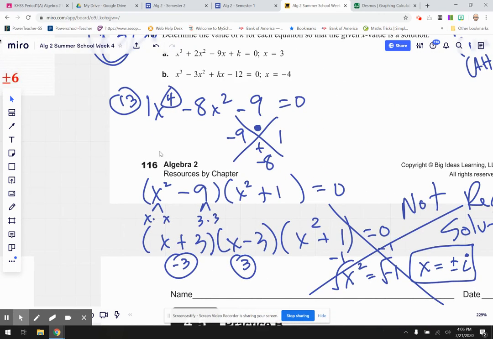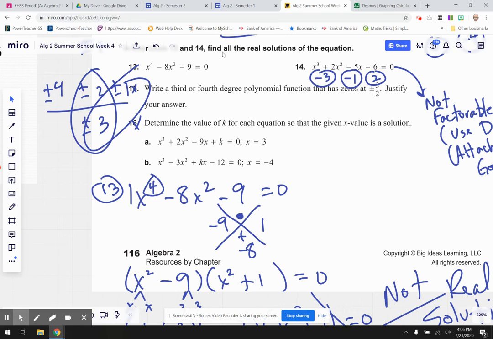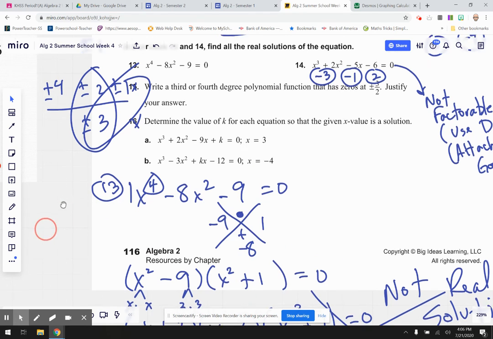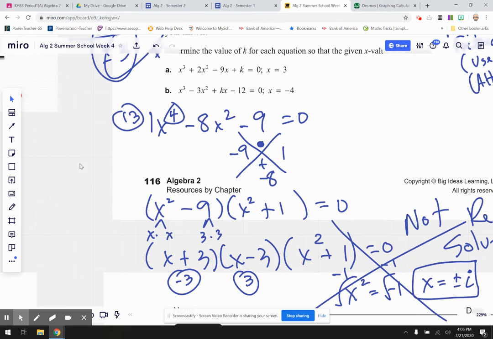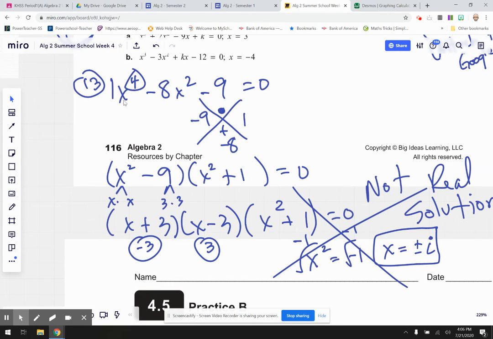Now look real quick at the directions. Find all real solutions. Real solutions. Hint, hint. There may be a few that aren't real. Here's our equation equals 0. There's a 1 in front, so I can use an x. That negative 9 goes on top. The negative 8 goes on the bottom.